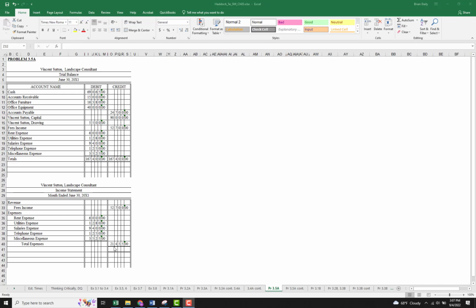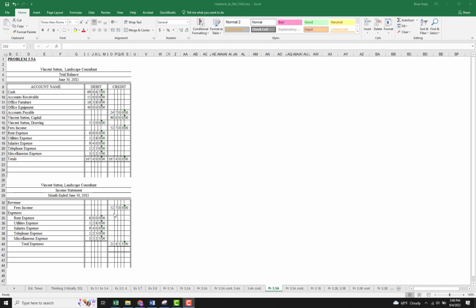And now I'm going to calculate the net income or the net loss for the business during the month of June. Now in this example, the business earned revenues of $52,700 and they had expenses of $21,455. The revenues exceeded the expenses, so the business made a profit. When the revenues exceed the expenses, we call the difference a net income and list it as a positive number. When the expenses exceed the revenues, we refer to that as a net loss and we show that as a negative number.